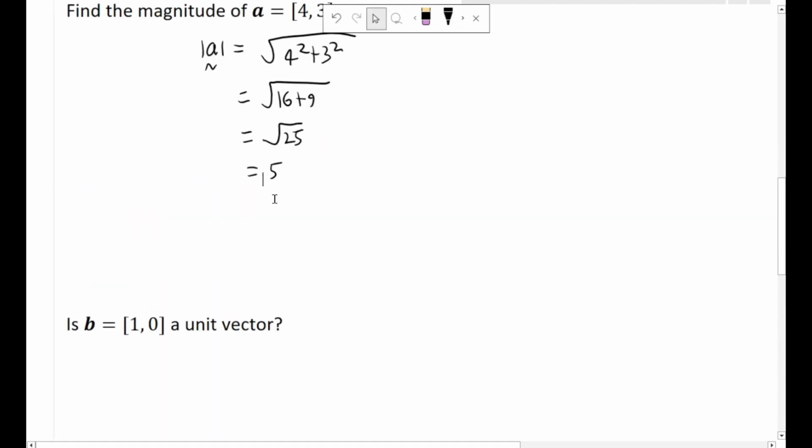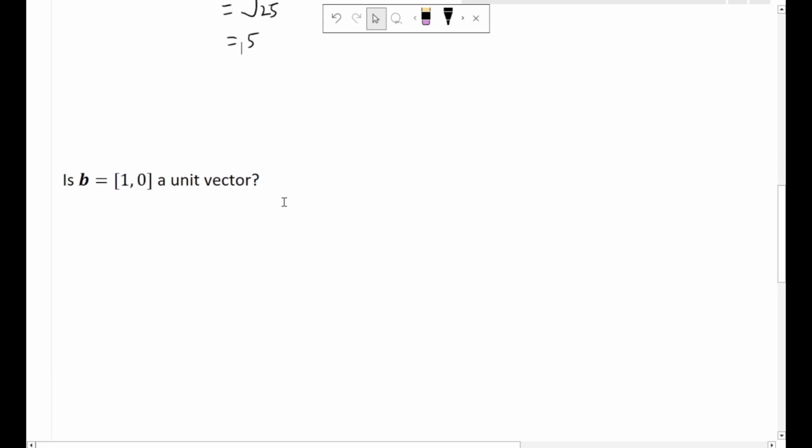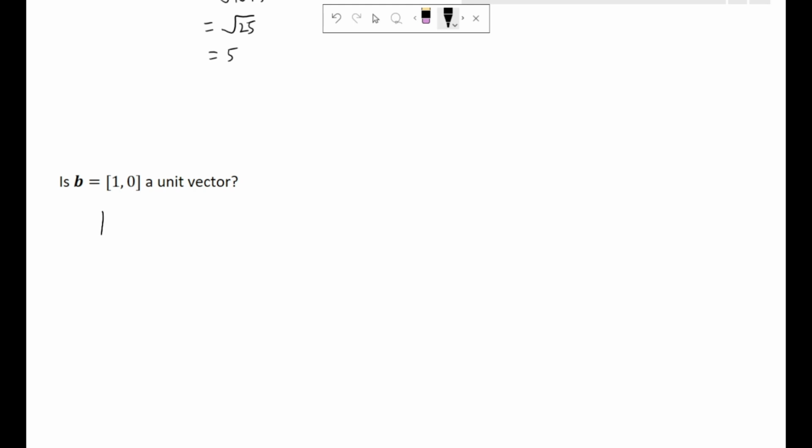Next, is this a unit vector? So what does a unit vector mean? It means it has a length of 1, or a modulus of 1. So let's check. The modulus of B is going to be the square root of 1 squared plus 0 squared, which is root of 1, which is 1. So yes, it is.